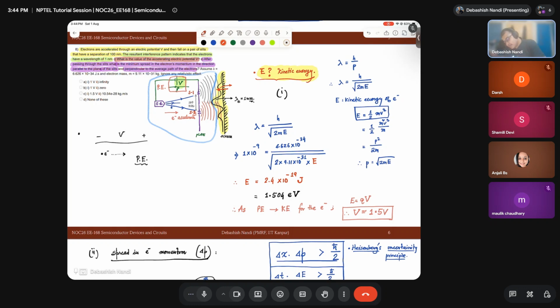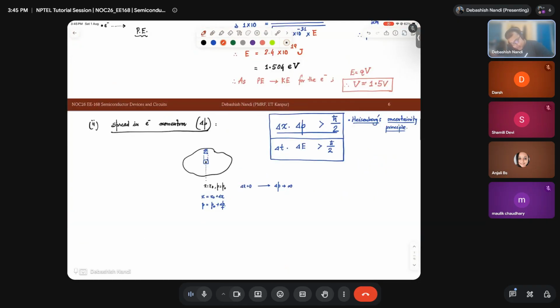The wavelength, maybe. No, it's not the wavelength, right? See, I am standing here, right? What is my ambiguity? My ambiguity is I do not know if it is coming from this or this. You see, if it is coming from this slit or this slit. So what will be my delta x? My delta x is nothing but the distance between the slits.